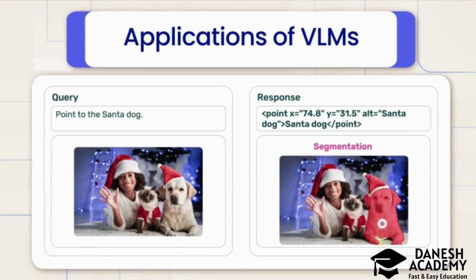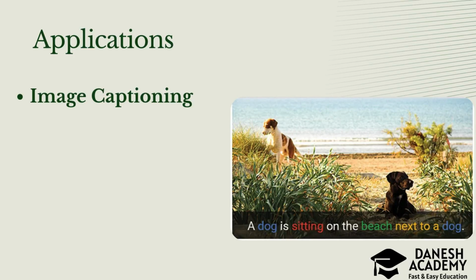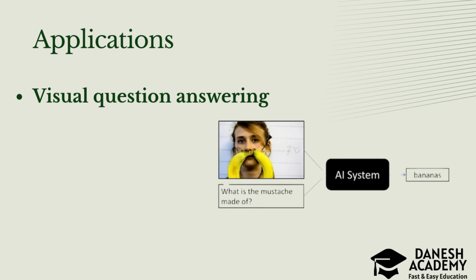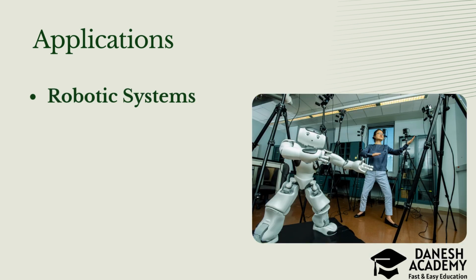Where do we actually use VLMs? They power tools for image captioning in accessibility apps, visual question answering for education or medical tools, multimodal search like searching images with words, and even robotic systems that need to understand their environment.